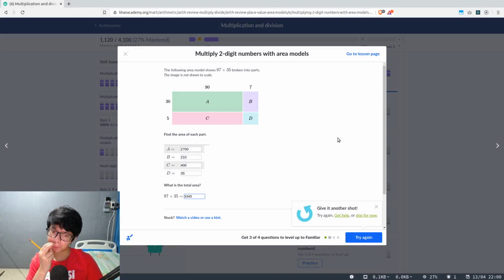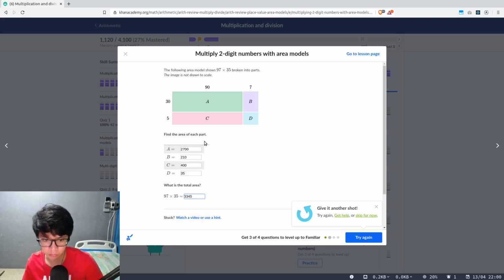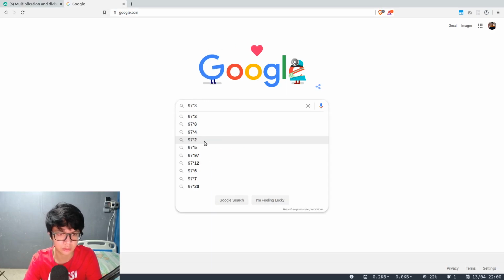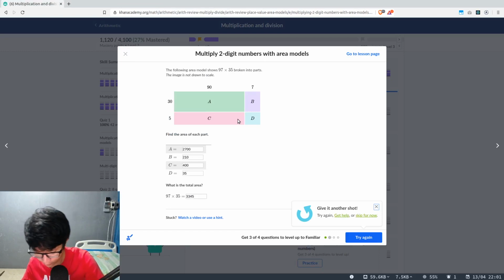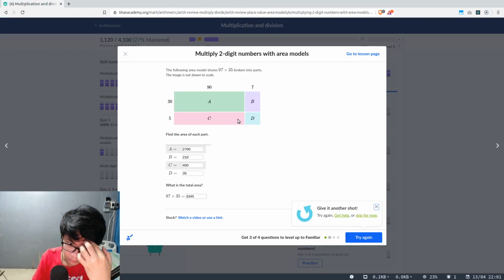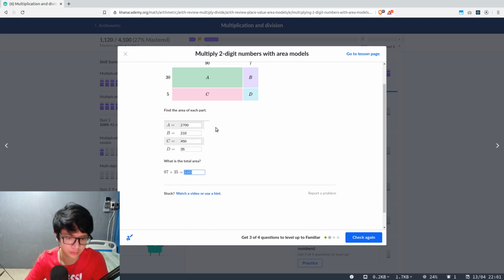Let me take a screenshot of this. Oh my god, this is wrong? I did the standard algorithm here and I got 3,345. What the heck? 95. Seriously? Holy crap, where did I go wrong? 210. See. Oh shoot. Should be 450. Oh shoot, man.